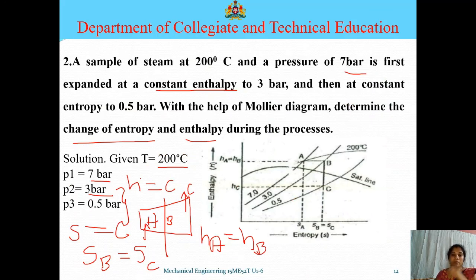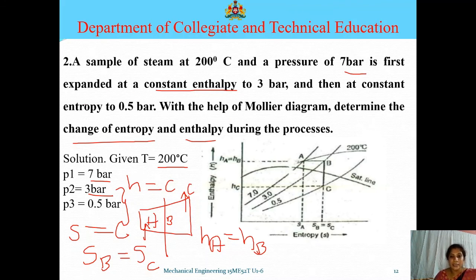So what we did in this particular problem, they have asked us to find out the change in enthalpy and change in entropy for three conditions. They had given three conditions: entry, mid and the exit condition. So when the steam is expanded from A to B, the process is a constant enthalpy process. When the steam is expanding from B to C, it's a constant entropy process. That's what he has given in the problem.